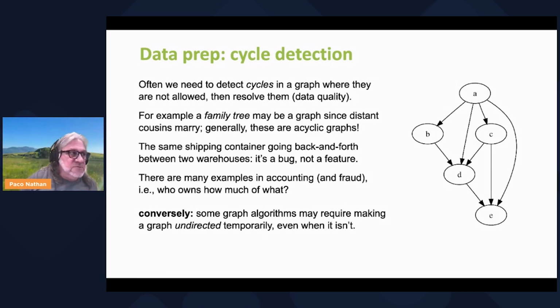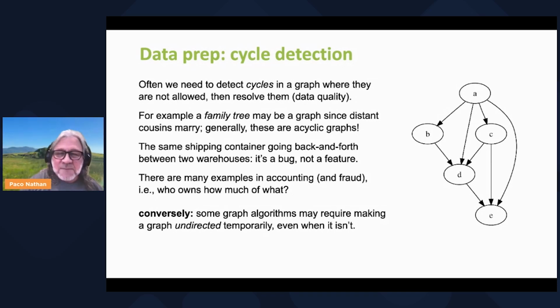So for instance, if you were representing a family tree, the fact is distant cousins do marry. So family trees are typically graphs, not trees. But you would think that these are acyclic graphs. Okay, some individual children are not in turn also their grandparents.